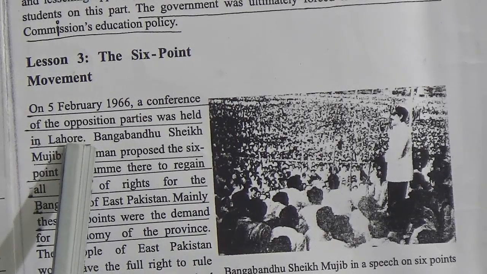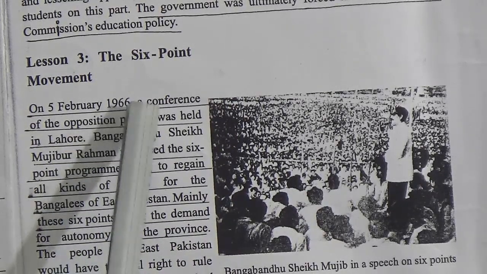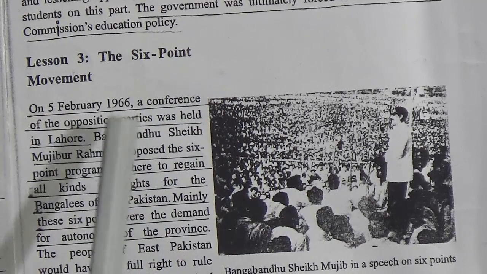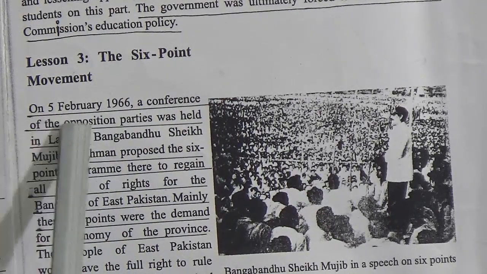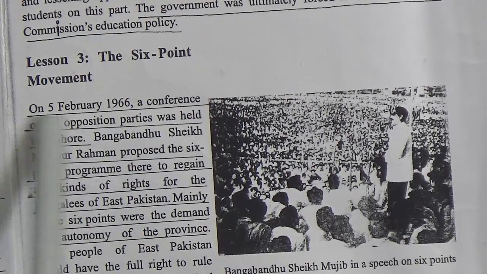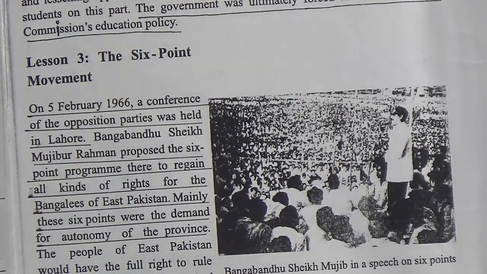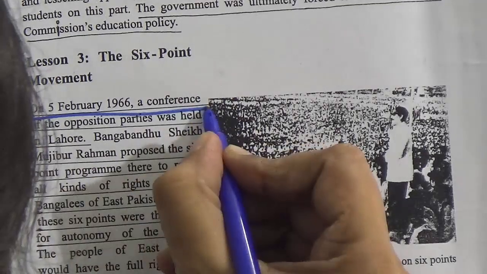So, where was the 6-point movement declared? In Lahore. And when was it declared? On 5 February 1966. And who declared it?